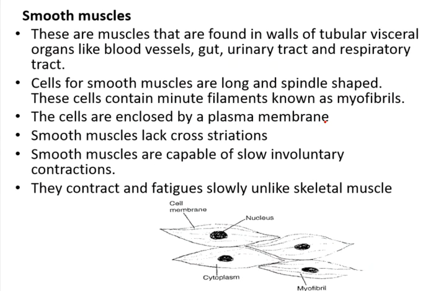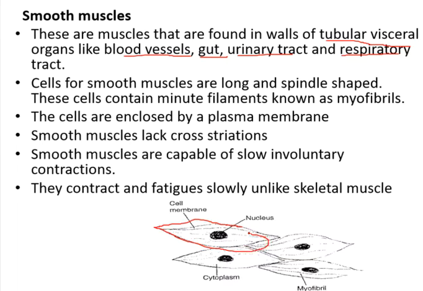Let's look at the smooth muscles. The smooth muscles are muscles found on the walls of tubular visceral organs like blood vessels. The key word is tubular visceral, found in organs like blood vessels, gut, urinary tract, respiratory tract. And cells for smooth muscles are long and spindle shaped, as you can see.